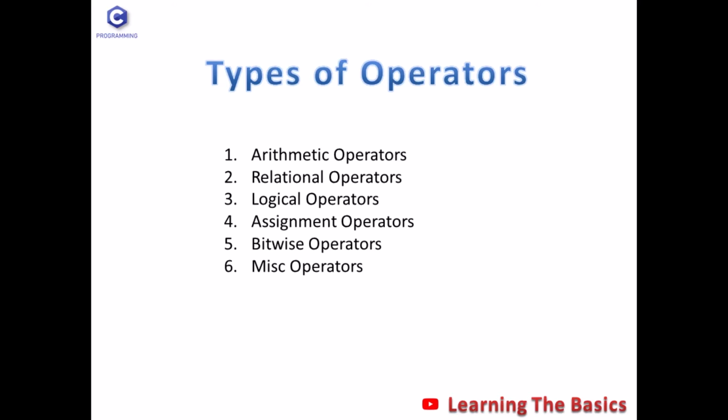Now, the next one is the assignment operator. The assignment operator is used to assign values to your variables. There are different kinds of assignments, which we will look into. The next one is the bitwise operator and miscellaneous operators. We will cover some of these things in this video and the rest in another video.